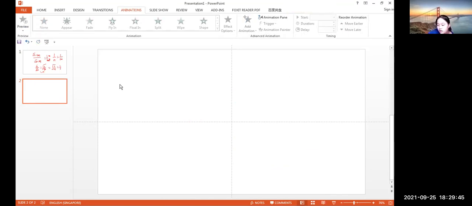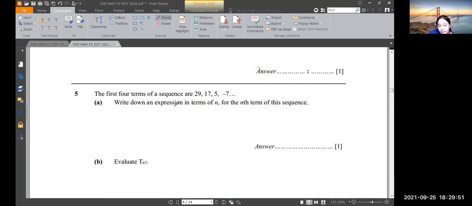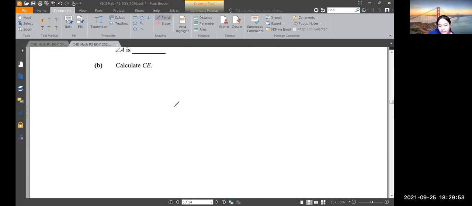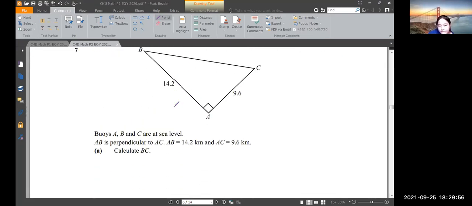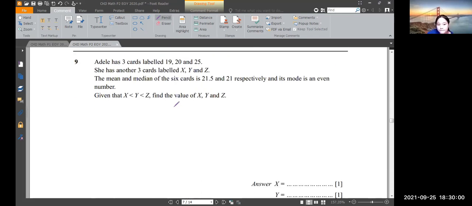Question 9. Okay, good. Oh, you asked me question 6, I remember. But somehow I just guided you a bit, then you managed to get it. Okay, label this. Then she has another 3 cards, label this. The mean and median of this is this.